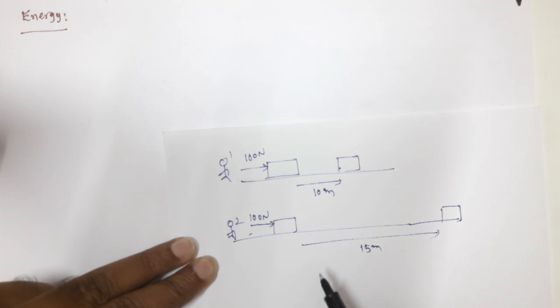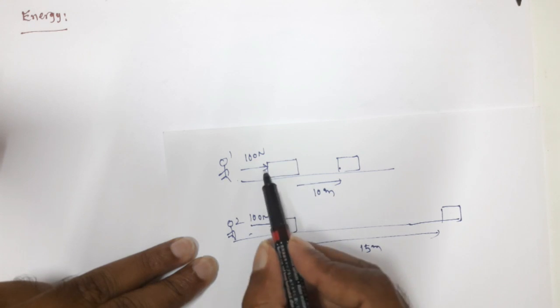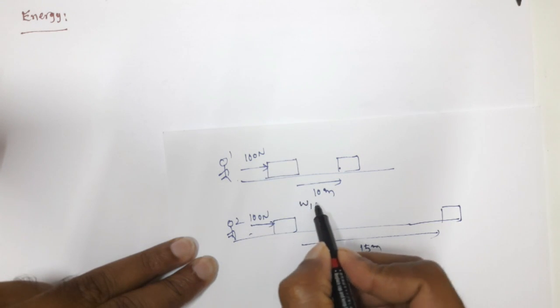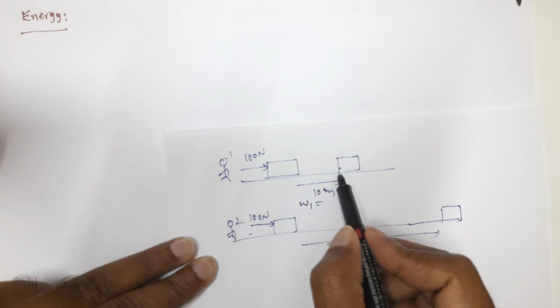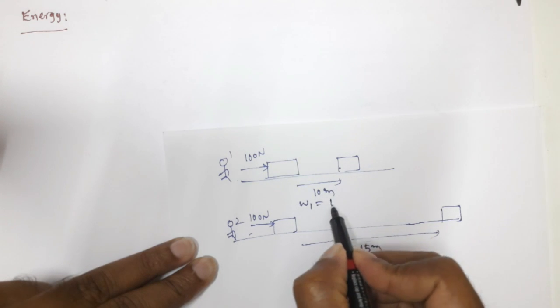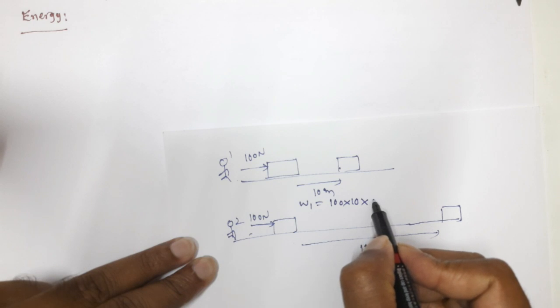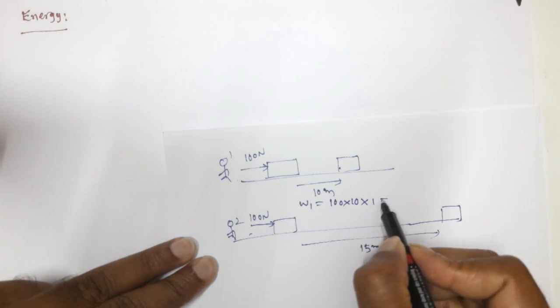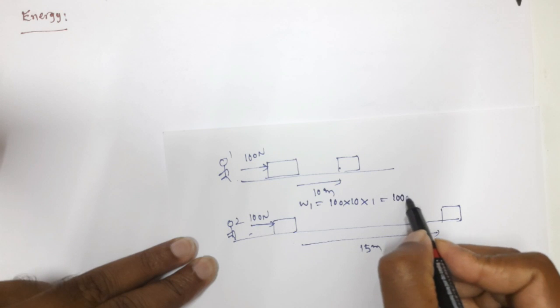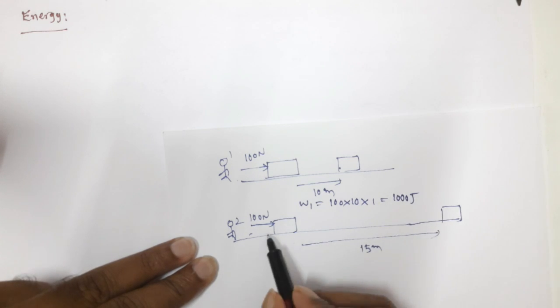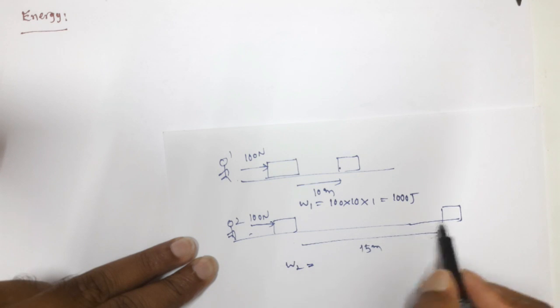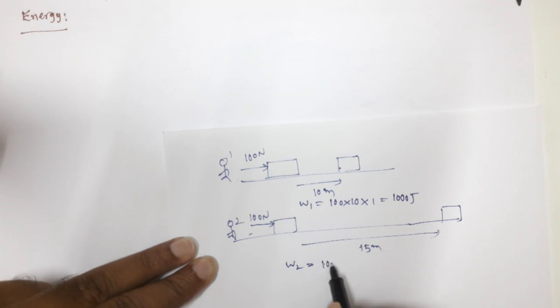Now can we calculate the work done by this person? W1 is equal to, so force and displacement both are in the same direction, so directly you can take 100 into 10 into cos theta, cos 0, which is 1. So what is the work done by the first person? 1000 joules. What about the work done by the second person? Force into displacement into cos of the angle between the two vectors, that is 100 into 15 into 1. So how much? 1500 joules.